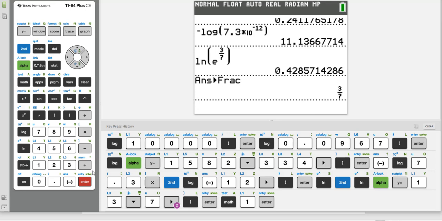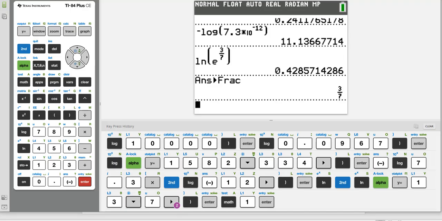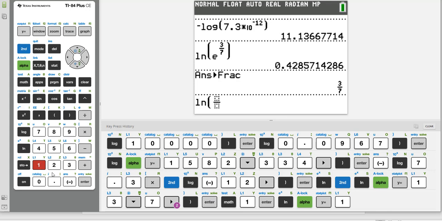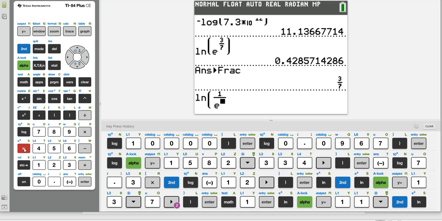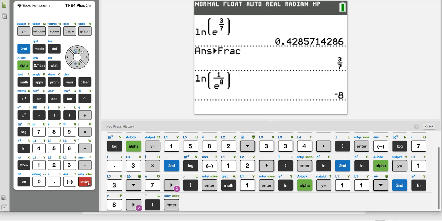To evaluate the second of these two problems on the TI-84 calculator, press ln, press alpha, y equals number 1, type in 1 and press the down arrow. Press second and the e to the x power key. Type in 8 and press the right arrow twice. Press the close parentheses. Press enter. -8 is our answer.